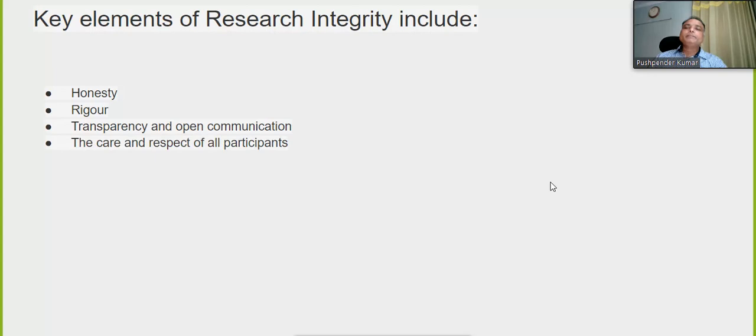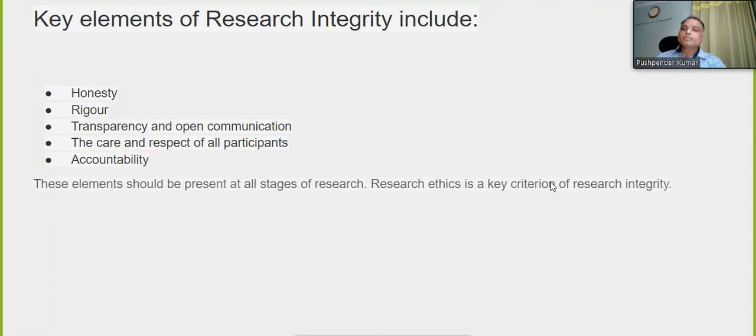It should be open. And it's your responsibility, because you have done research on some respondents, on human behavior, opinion, likes and dislikes. So you need to take care, give a lot of respect to them, and you are accountable. It's your accountability to give facts and tell everybody, okay, you are my respondent, whatever information I'm collecting from you, the purpose would be academic. There would not be any other purpose, like I'm not selling your information, I'm not using it for any commercial purpose. So these elements should be present at all stages of research.